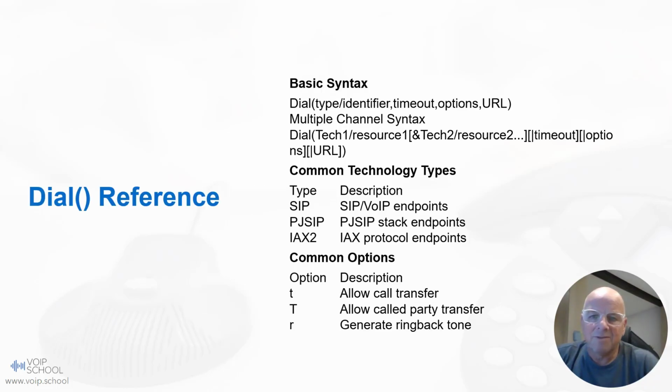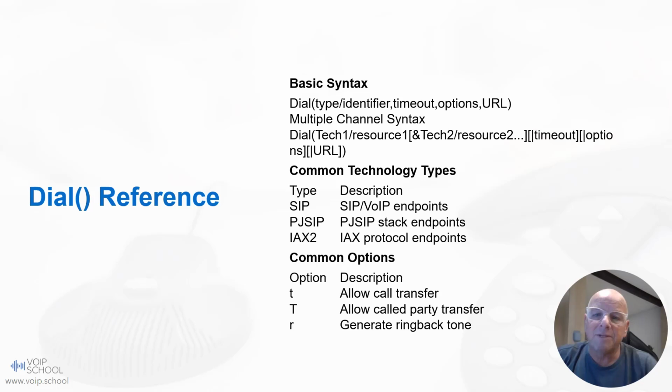Dial reference. You can easily see the dial reference on Asterisk using core show application dial. You're going to see all the details, but basically it's dial, the type and identifier. The type can be SIP, PJSIP, IAX, DAHDI, and so on. Then the timeout, the time to ring the user, options, and eventually a URL.